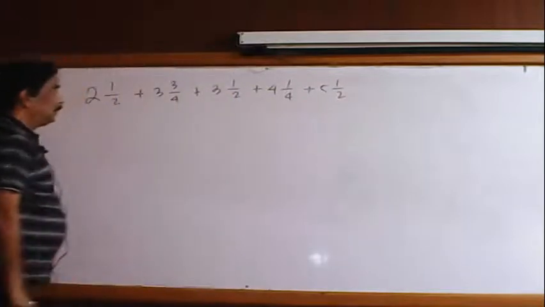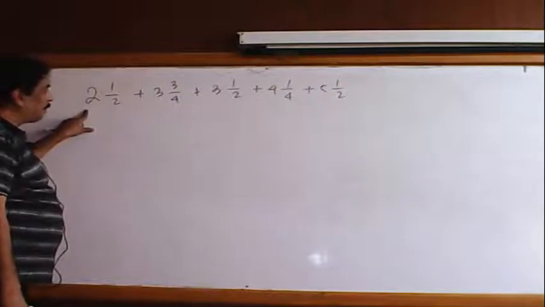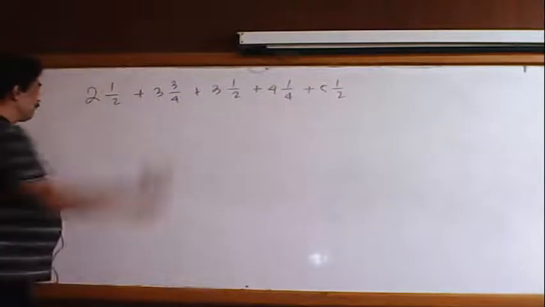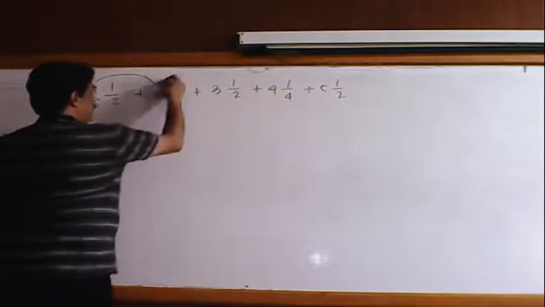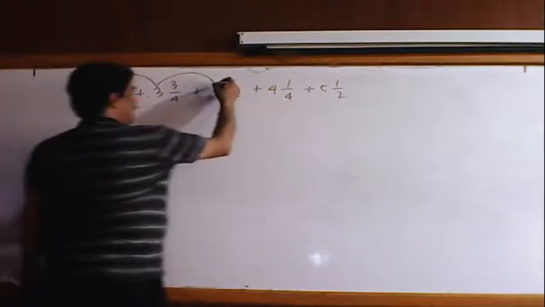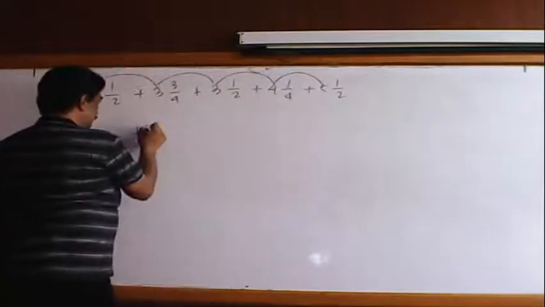Now, in our childhood, we change the mixed fraction to a normal fraction, then take the LCM. No. 2 plus 5 plus 3 is 5, plus 3 is 8. 8 plus 4 is 12. 12 plus 5 is 17. I write 16.